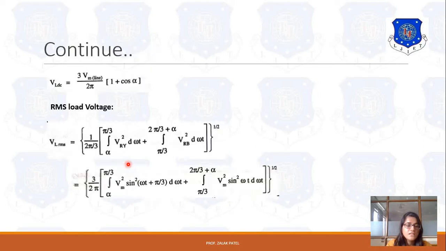If you have any query in this simplification, tell me, and I can simplify it and share it on the WhatsApp group. Integration of this will be done by 1 minus cos 2 times omega t plus pi by 3, all divided by 2, and then you take the common 2 out of the integration and integrate cos 2 theta. So the integration of cos 2 theta will become sin 2 theta by 2. This is how you can solve this equation. Still, if you have any query, you can ask me on WhatsApp.